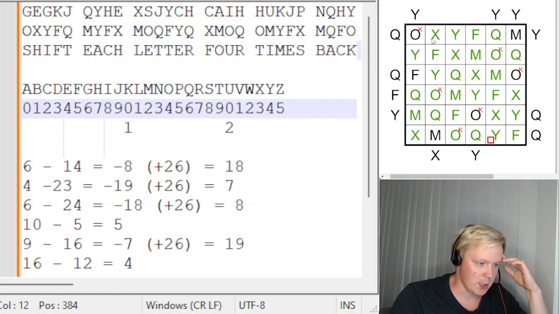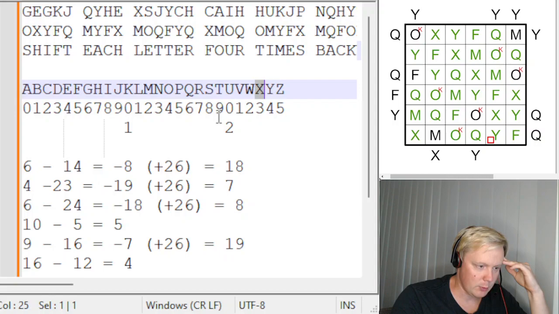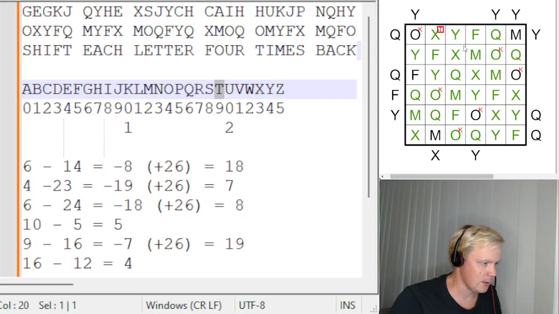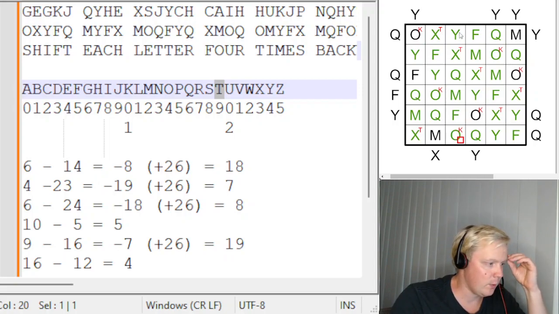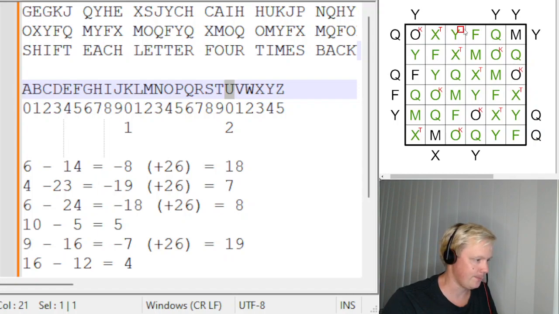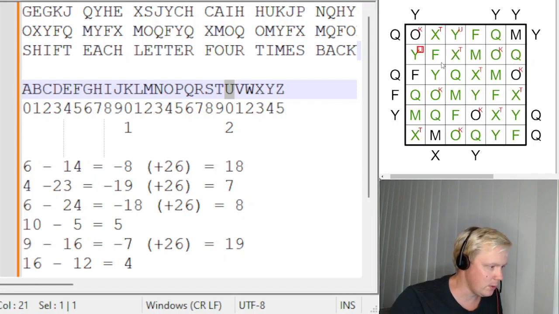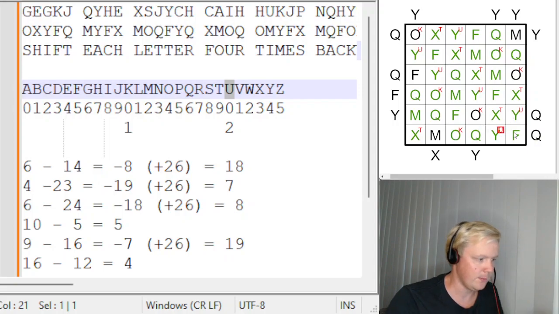Then we would have X's, and X is 23, so that would be 19. That's a T here. So T, T, T, T, T, and T. Now then we would have Y's. Y is 24, so that would be 24 minus 4 is 20, so that's the U here. So U's.